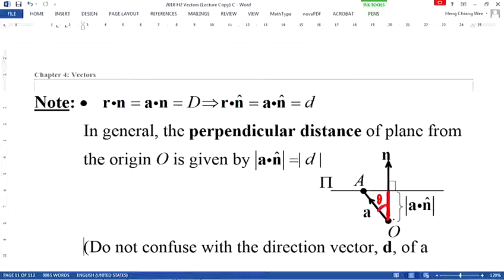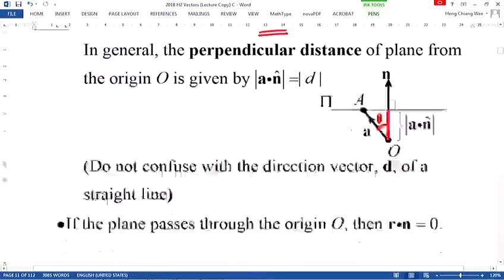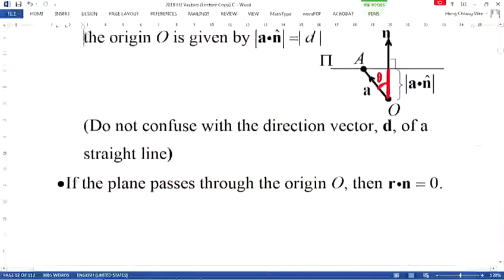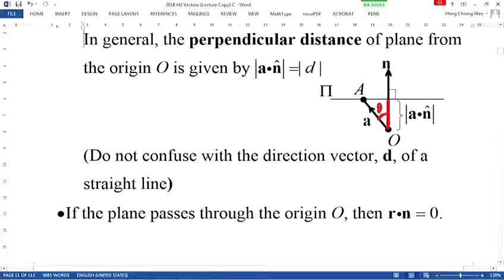So in this case, the number d has a very nice meaning behind it. If I divide this number d by mod n, it's the same as a dot n cap, which gives me the distance of the plane from the origin. This is a very useful thing you have to remember: this number in r dot n equals d gives you a meaning about the distance of the plane from the origin. But to get the correct distance, you have to divide by mod n.